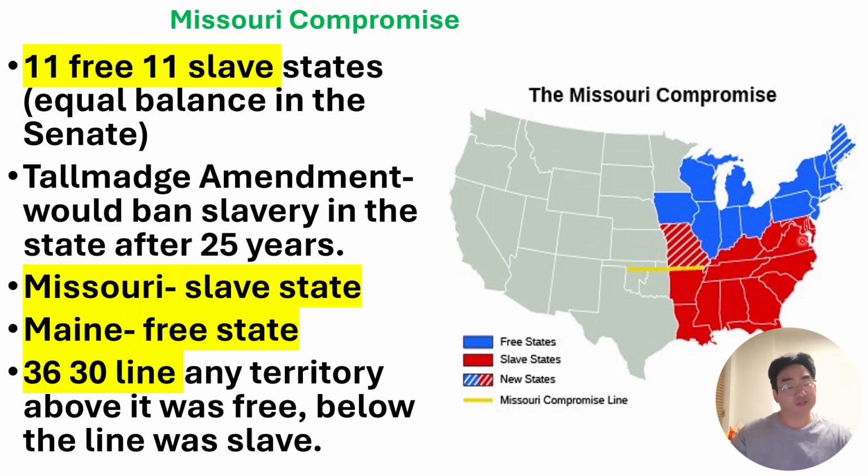So now you're going to have a balance with 11 free states and 11 slave states. Additionally, going forward, any states below this yellow line are going to be slave states as settlers move west. Any states above the line should be free states. This compromise is going to avoid any conflict internally, at least temporarily.